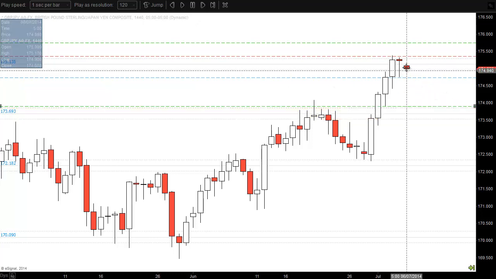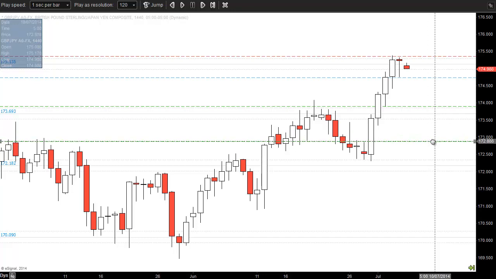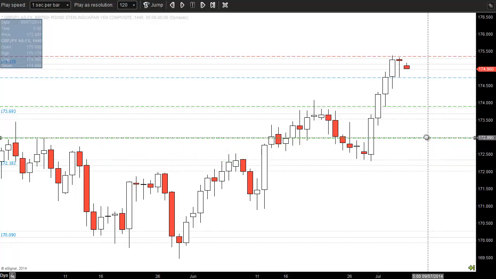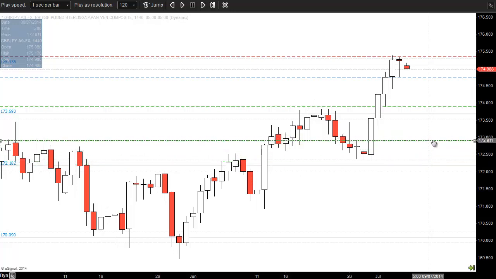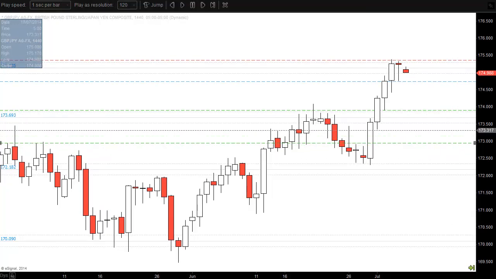So that is the first target. Now, second target, it depends. Some people who took this trade had their second target here. Some people who took this trade put their second target here. Now, the reason for putting it here, which I believe was the safer option, was because this stuff here.